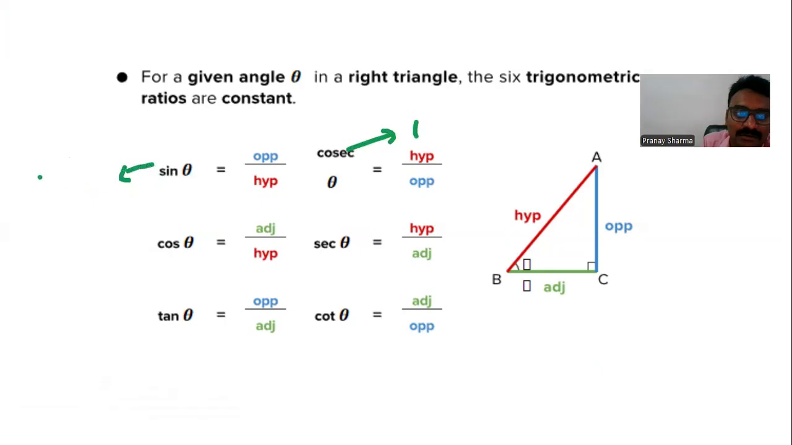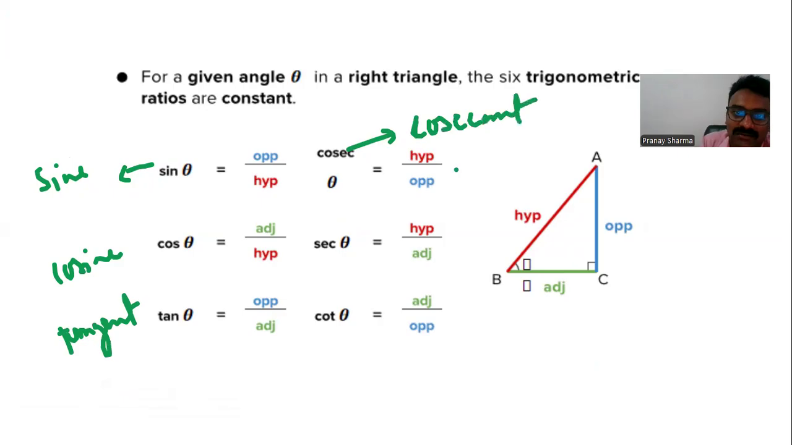Okay, let me discuss sine, cosine, and tangent first, and then we'll be moving to their reciprocals: cosecant, secant, cotangent.